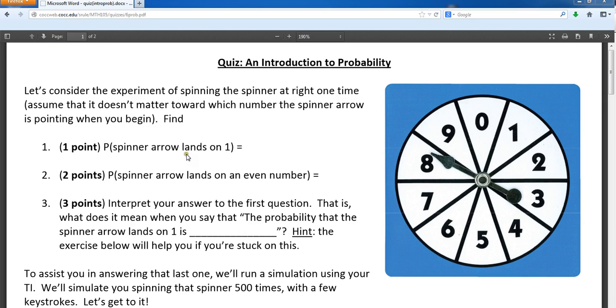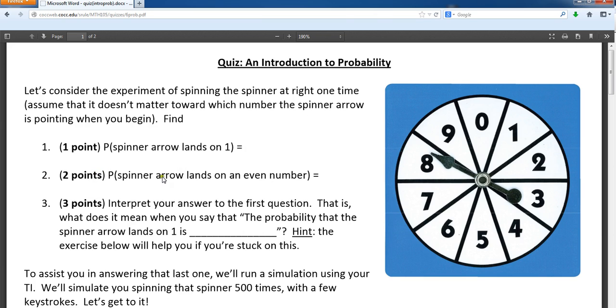So the chance it lands on 1 is the event space over the sample space. Well, there's one way to be successful. That's land on 1. And there are 10 equally likely ways for it to land altogether. So it's 1 in 10 or 10%. We'll get back to that here in number 3. So 10% for question number 1.